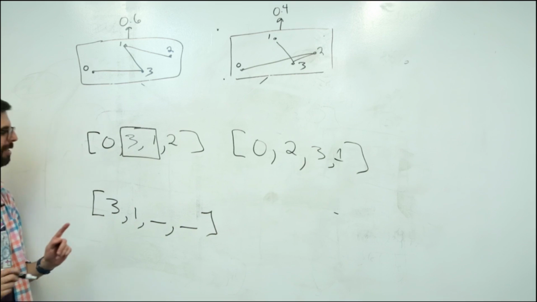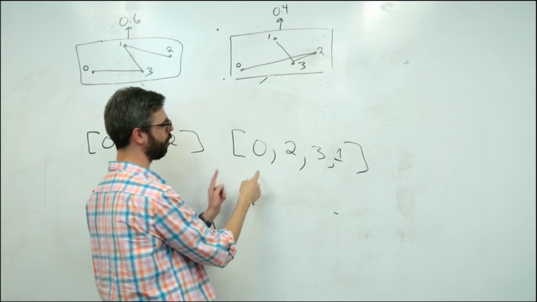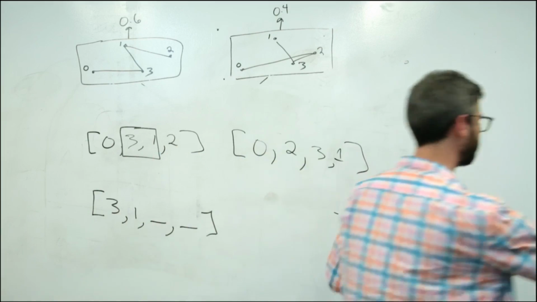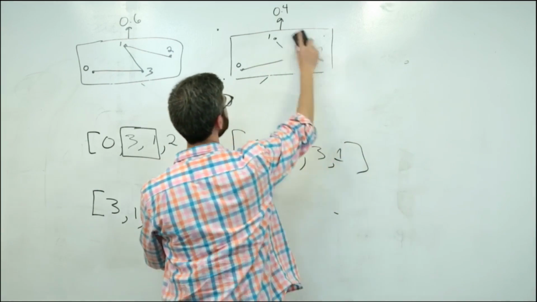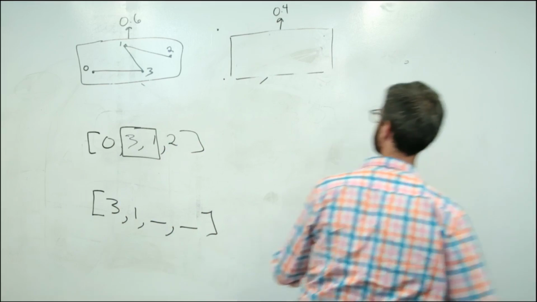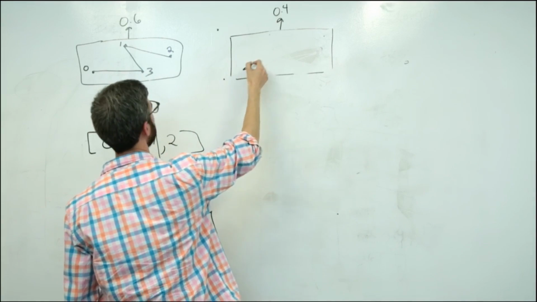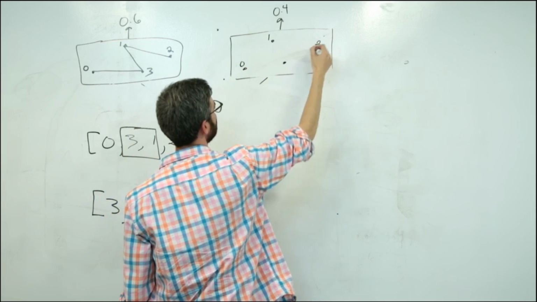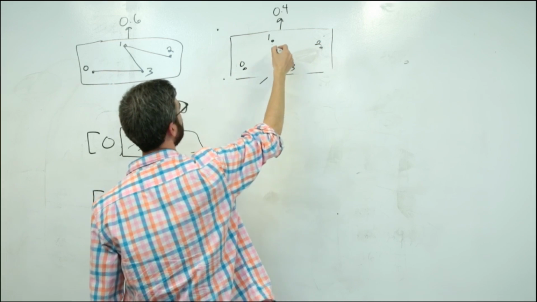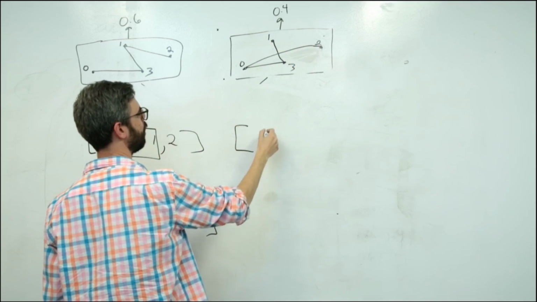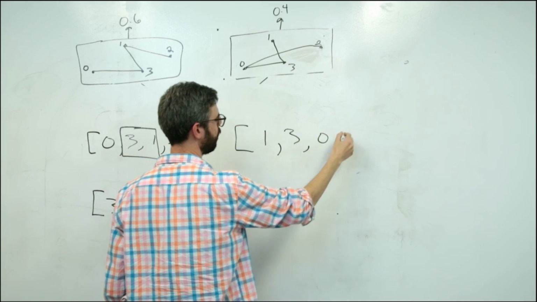Well, what if I then said, okay, I'm going to take, this was a bad example, so let me just pretend this order is a different one, because I want to make an example that actually has something you can follow. So this is 0, 1, 2, 3, and I'm going to go 1, 3, 0, 2.